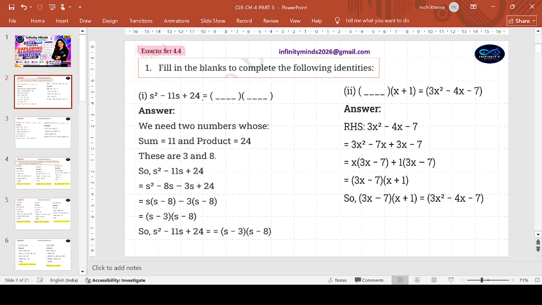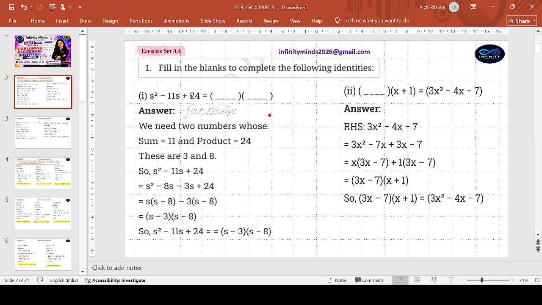Like s square minus 11s plus 24. What it has given you is the hint that you have to express it as a product of two numbers. Fill in the blank is basically what is it equal to. Now, it is after all a polynomial in variable s, degree is 2, and you can't simplify it further. They are all unlike terms. You have to express it as a product of something. It is about factorizing. It is like factorization that is being asked. You are not being told, but yes, you have to do factorization only.